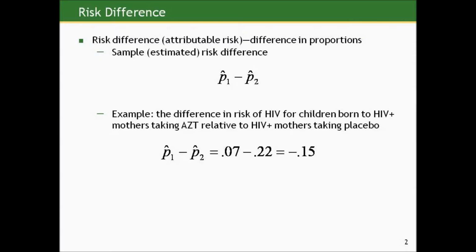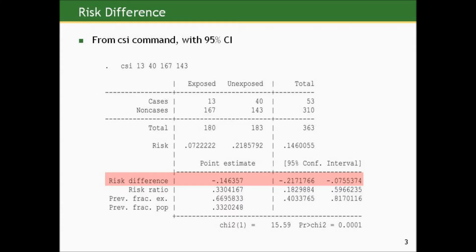So again, we've been working with the risk difference, sometimes called the attributable risk, which is the difference in proportions. And of course, we've been working with this ad infinitum in the last 4 sections. But the sample from a study, the estimated risk difference, is just an observed difference in proportions. So example, in our AZT HIV transmission study, the risk difference in the AZT group compared to the placebo group in terms of the risk of infant contracting HIV is the 7% minus the 22% or negative 15%. And again, we've seen how to estimate this with the CSI command and get a confidence interval.